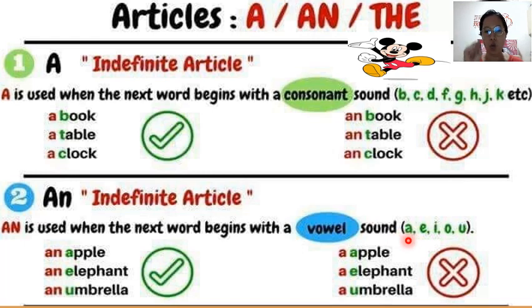For example, an apple, an elephant, an umbrella. We don't say a apple, a elephant, a umbrella. These are all wrong. So we cannot look at the letters only. We need to listen to the sound.